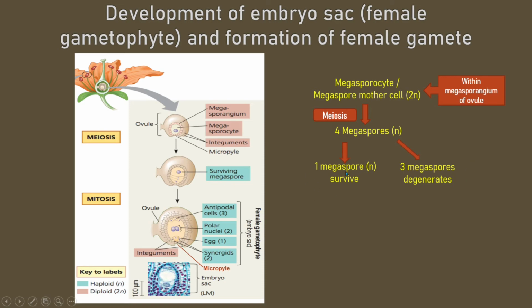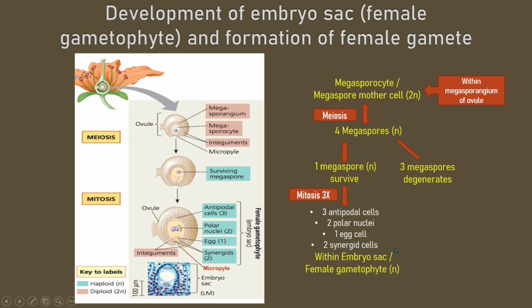The surviving megaspore will undergo mitosis 3 times, producing 8 nuclei, where later on the 8 nuclei will develop into 3 antipodal cells, 2 polar nuclei, 1 egg cell, and 2 synergid cells. All of this is located within embryo sac or female gametophyte. So this is the female gametophyte with 8 nuclei in different stages of cell.